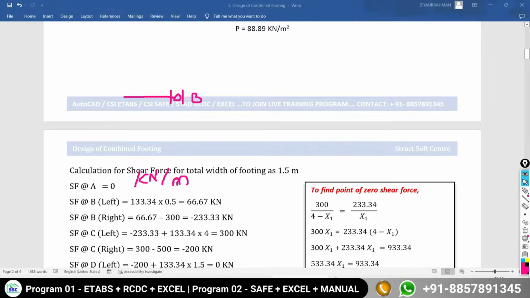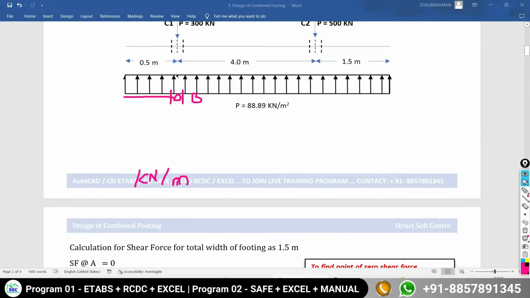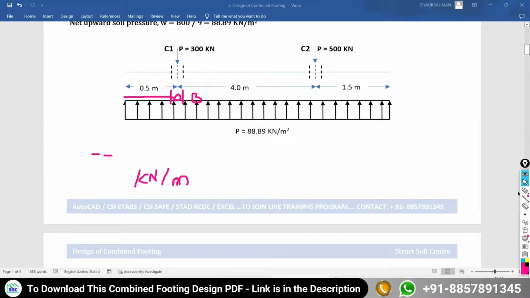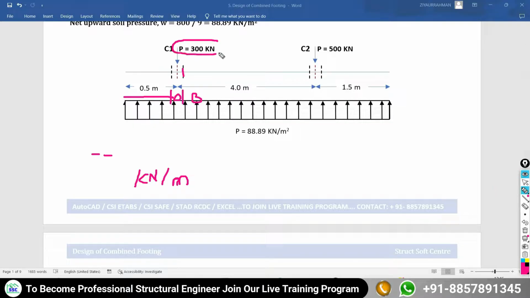Here it is, what was considered, multiplied by this span 0.5. If you multiply this value, you get the shear force at that B point on the left as 66.67 kilonewton. On the right hand side, what will be there? This load also you have to include.